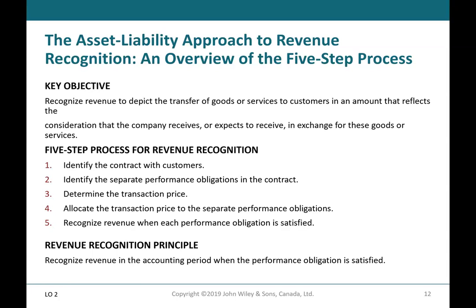1. Identify the contract with customers. 2. Identify the separate performance obligations in the contract. 3. Determine the transaction price. 4. Allocate the transaction price to the separate performance obligations. 5. Recognize revenue when each performance obligation is satisfied. Revenue recognition principle: recognize revenue in the accounting period when the performance obligation is satisfied.